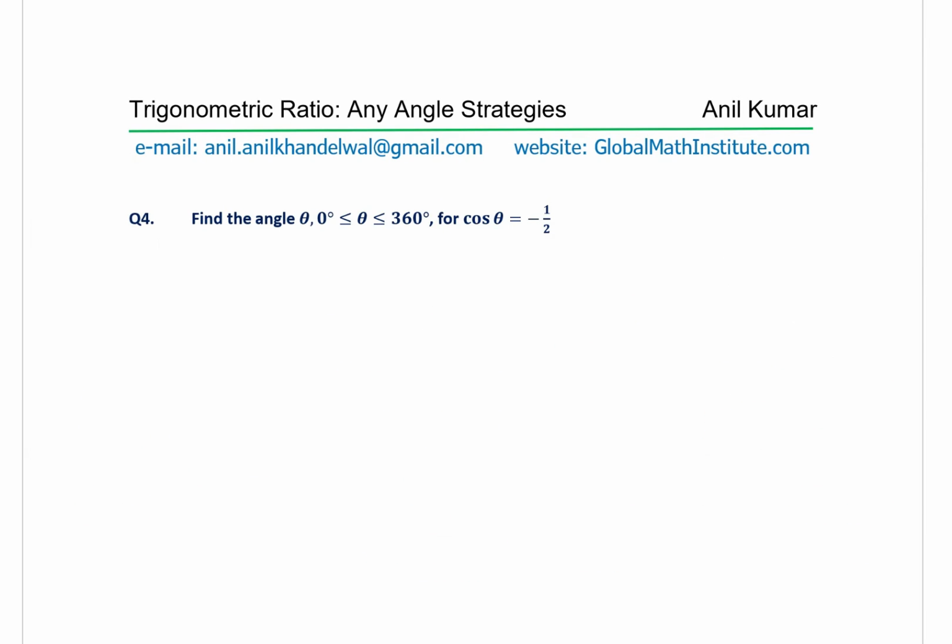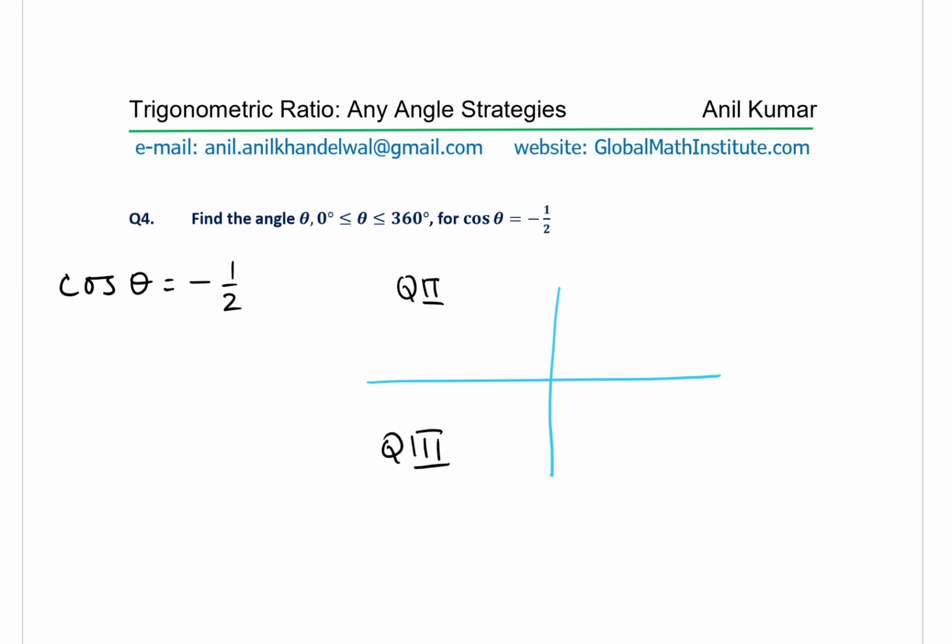Question number 4 here is, find the angle theta when theta is between 0 to 360 degrees for cos theta equals minus half. Now, let's try to understand the situation. We are given the cos value as minus half. So let's write down here, we are given cos theta equals negative half. Now negative means that we are in quadrant 2 or in quadrant 3. Correct? Since we know that all are positive in quadrant 1, sine in 2, tan in 3, cos in 4, negative really means that the terminal arm could be in either one of these two quadrants.